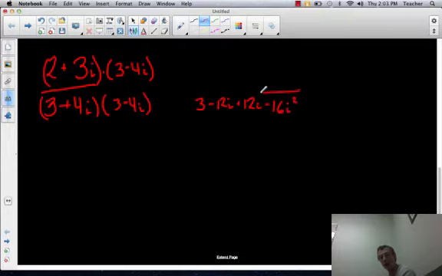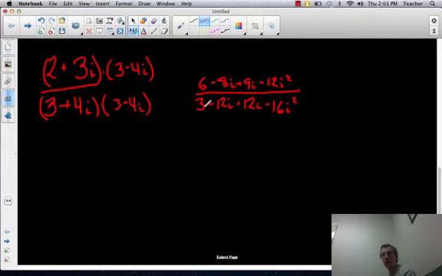Now we also want to multiply the top out. So we go first, we have 6, and we go outside, minus 8i, and then we go inside, so we have plus 9i, and then we go last, which is going to be negative 12i squared.